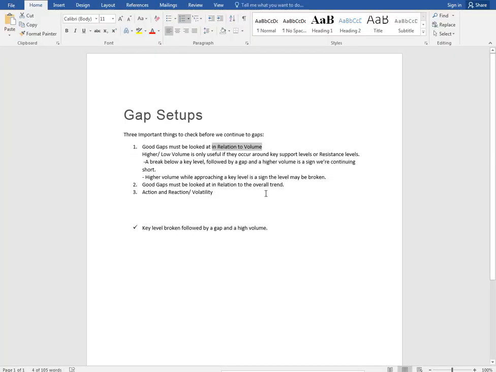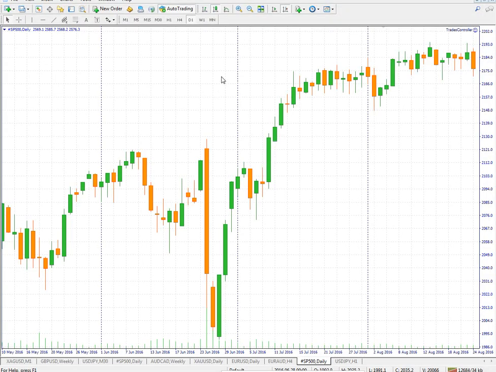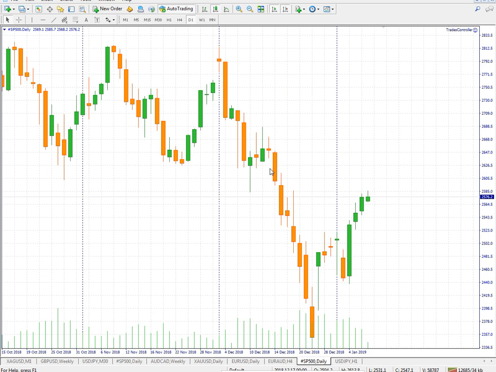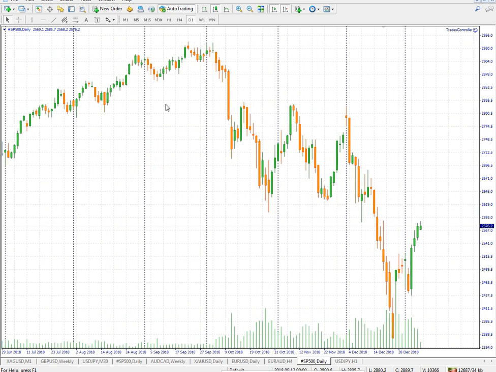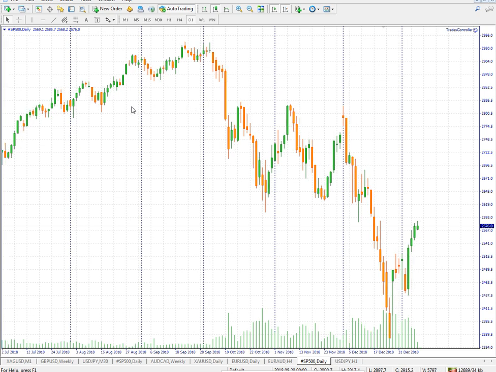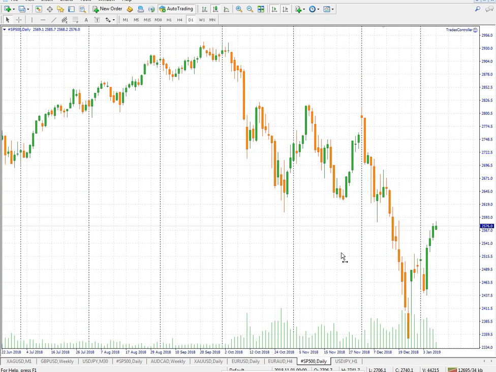There's a place I've written here that high and low volume is only useful if they occur around a key support or a key resistance level. So look at SP500. I'm going to try to explain to you how you can relate gaps and volume, and how to trade the best gap, because gaps do happen. There's a gap here, there are several. So how can you know exactly when a gap is going to work your way or not? There's a level here.